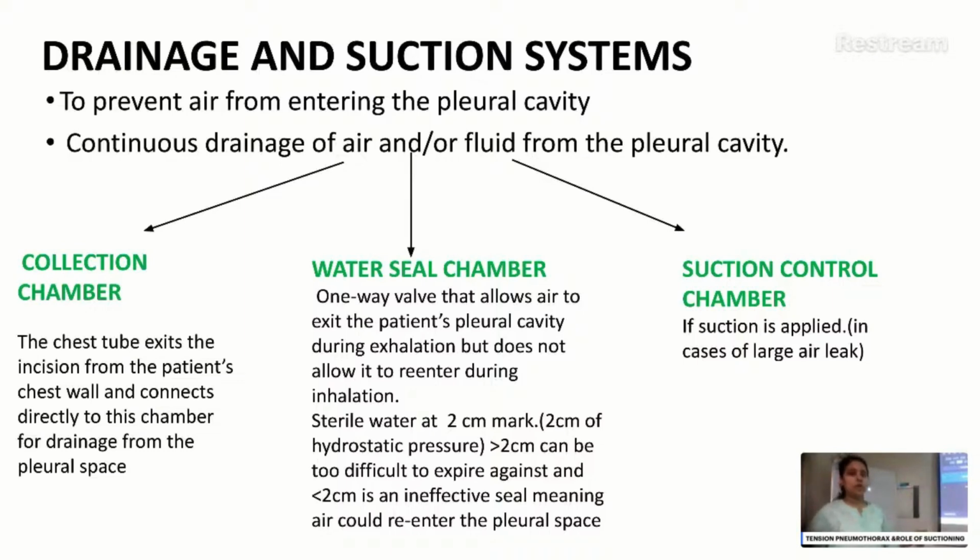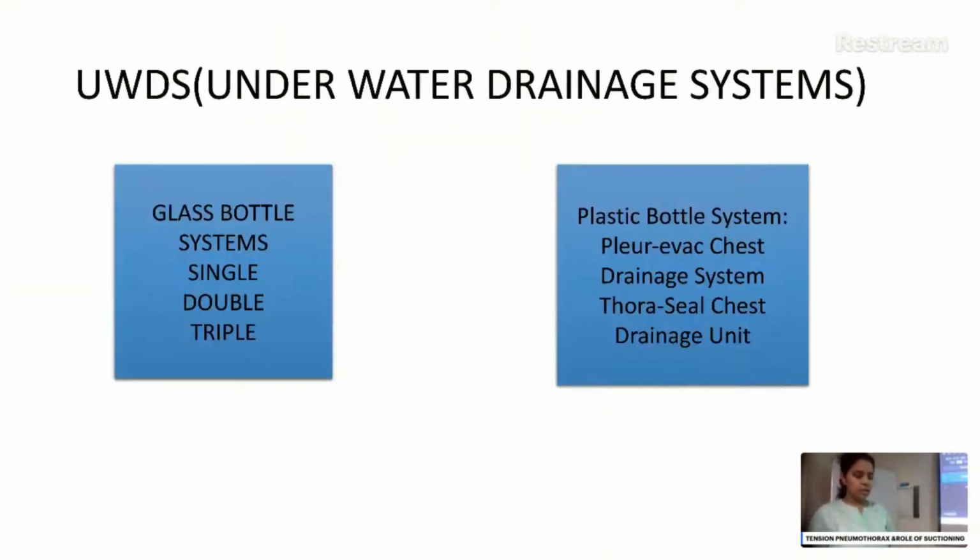The air will not be able to come out, because we have to keep a pressure that is lower than the pressure inside the pleural cavity during expiration. If it is less than 2 centimeters, again, it is an ineffective seal and the air will re-enter into the pleural space. And the third chamber that is used is the suction control chamber. Generally, what we see inside that ICD bag is that ICD bags have only two chambers: the collection chamber, where the pleural fluid or blood or pus gets collected, and the water outside it, that is the water seal chamber, to allow the air to come out of the pleural cavity.